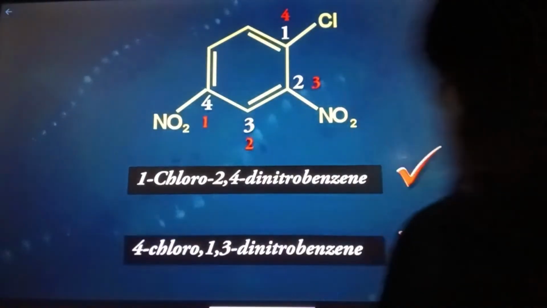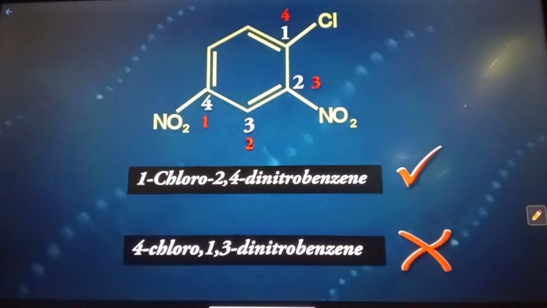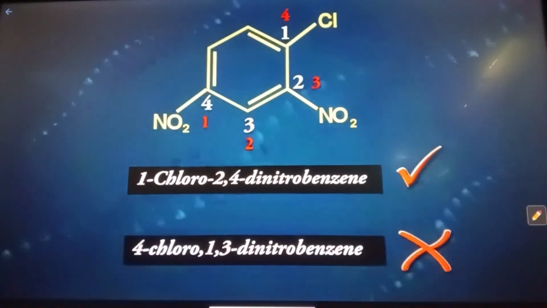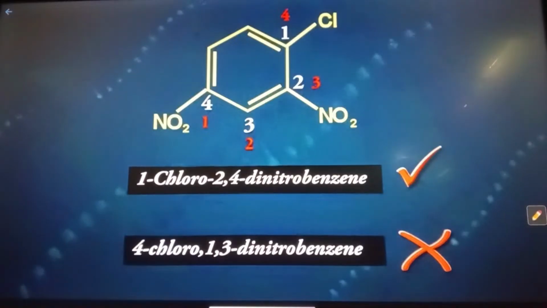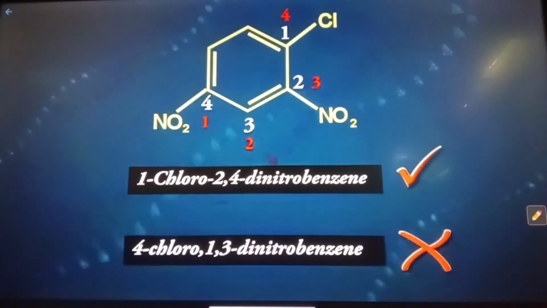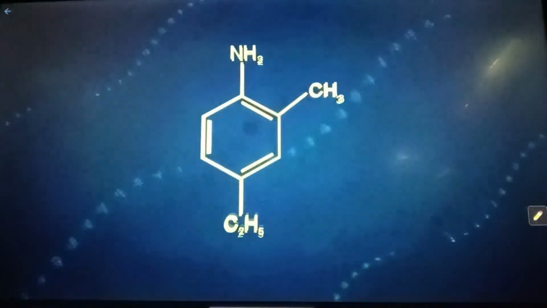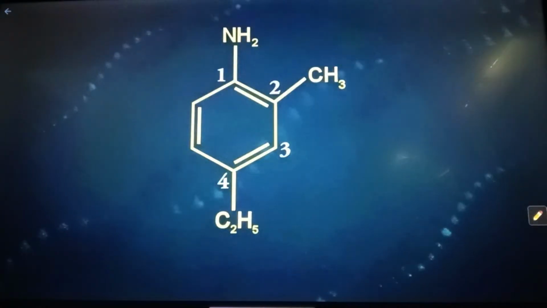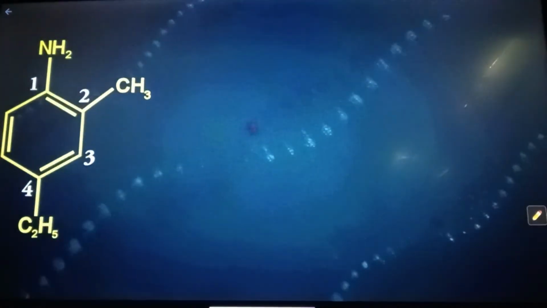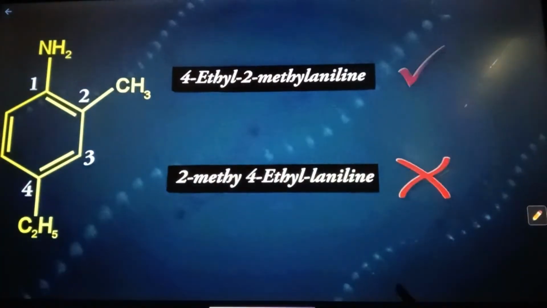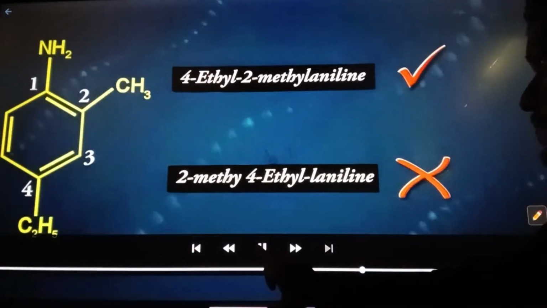Here too, you can see that giving number 1 to chlorine gives the lowest possible number to the substituent nitro group. Also, this compound would be named as 4-ethyl 2-methylaniline and not 2-methyl 4-ethylaniline.